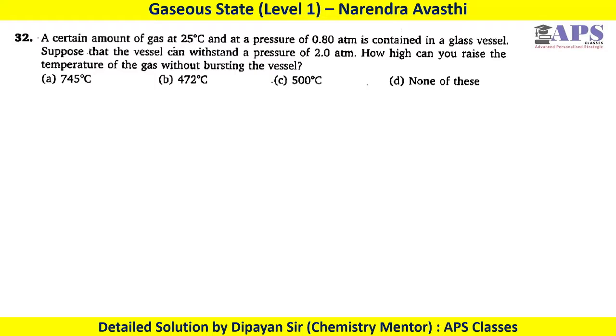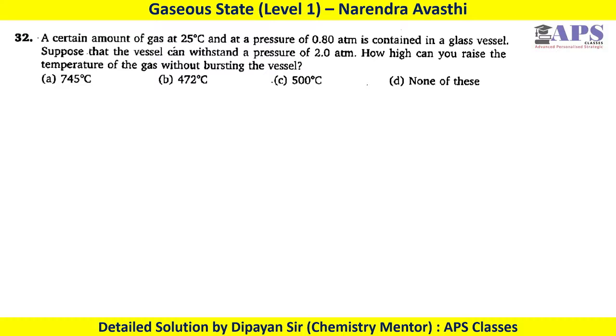In question number 32, a certain amount of gas at 25 degrees centigrade and at a pressure of 0.80 atm is contained in a glass vessel. Suppose the vessel can withstand a pressure of 2 atm. How high can you raise the temperature of the gas without bursting the vessel?